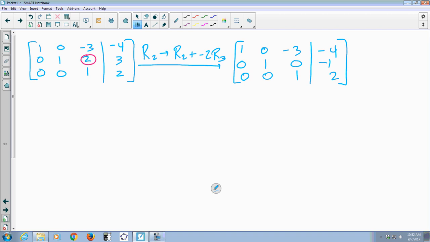All right, so my next step is I want that -3 to be a 0. So that's in row 1. I need row 1 to change. So row 1 is going to become itself plus a multiple of another row. And again, I'm going to use row 3 because it's got the 1 to help me. So it's going to be 3 times row 3.